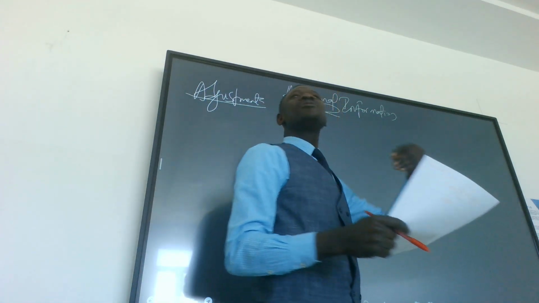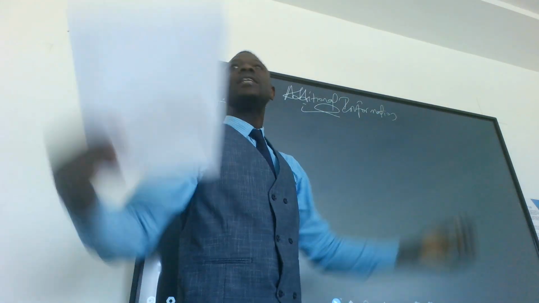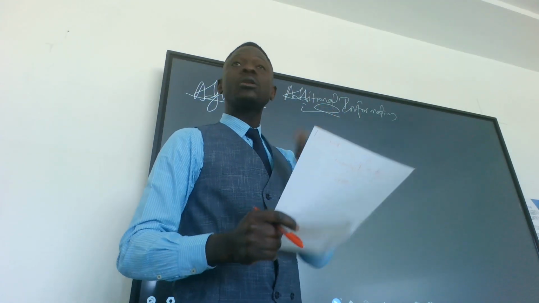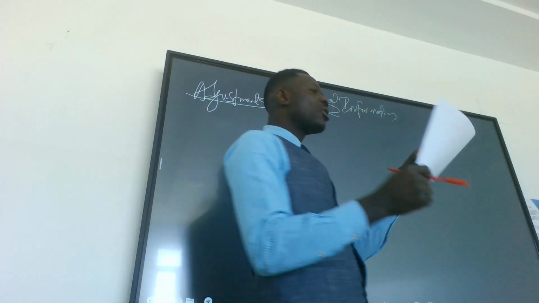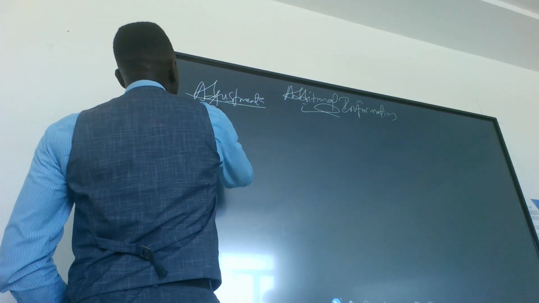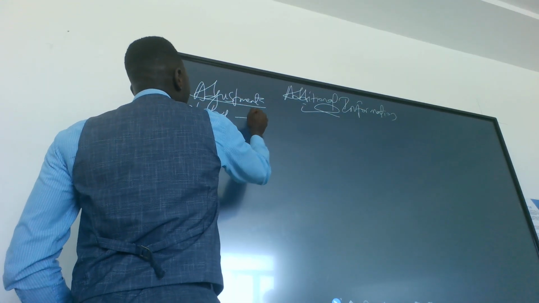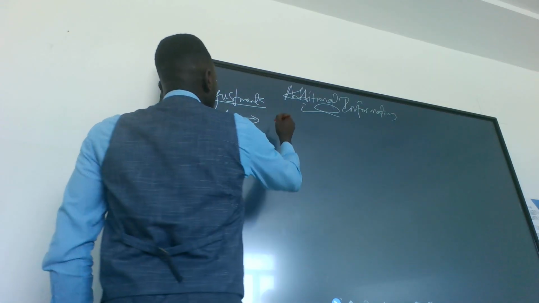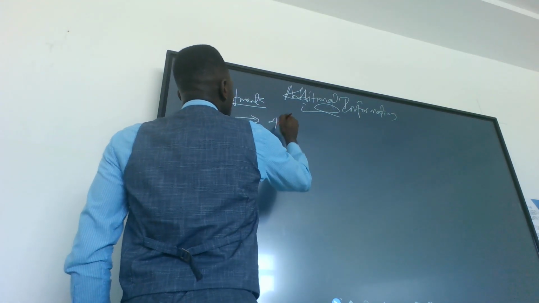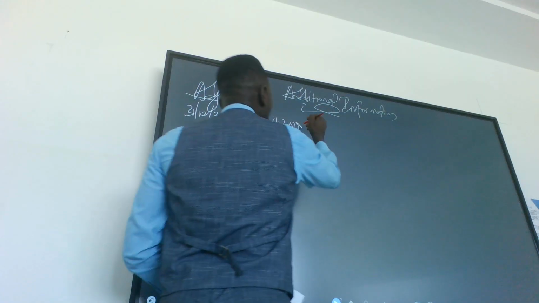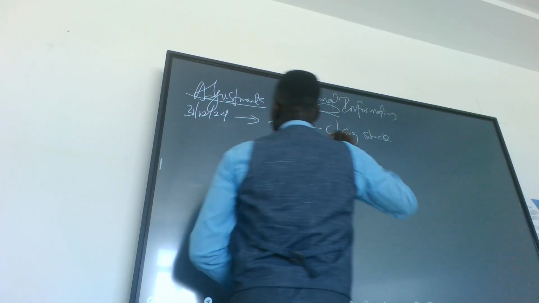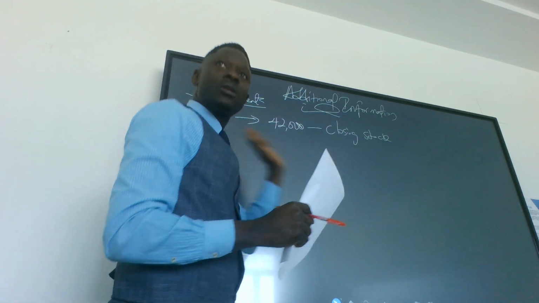Whatever you do now is still going to be the same in any other past paper of this type of question. So the first additional information was on closing stock, right? They said the stock at the end, 31/12/24. How much is it? 42,000. So what does this stock mean? Closing stock, because the year ends 31/12/2024.